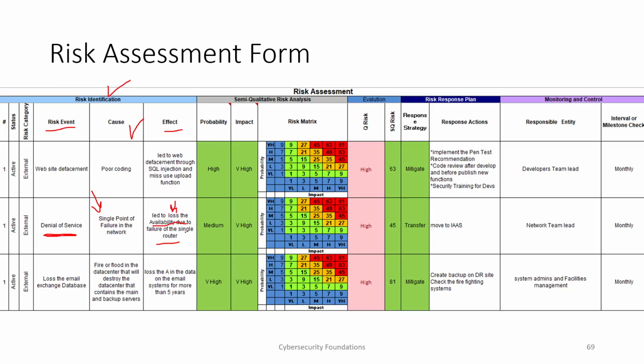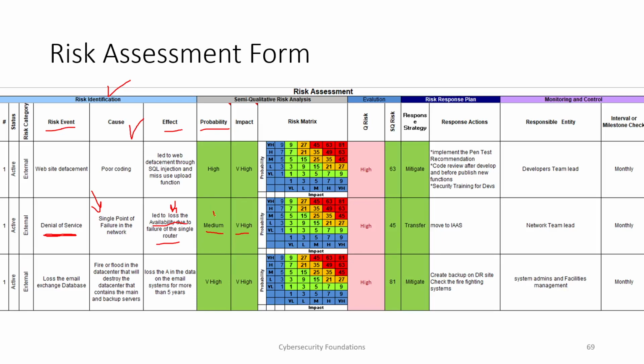What is the probability of being subject to denial of service? It could be related to Black Friday offers. We are an e-commerce website and we could be subject to a huge quantity of transactions at specific times during the year. So the probability will be medium, and the impact if that happened will be very high because we will lose availability, so we will lose a lot of transactions and a lot of revenue that could be possible if the system was up and running.